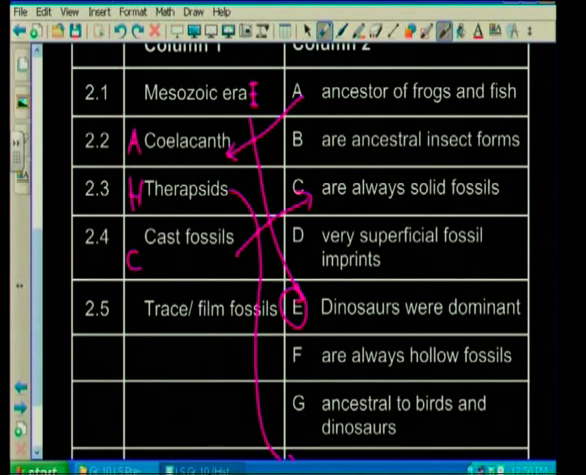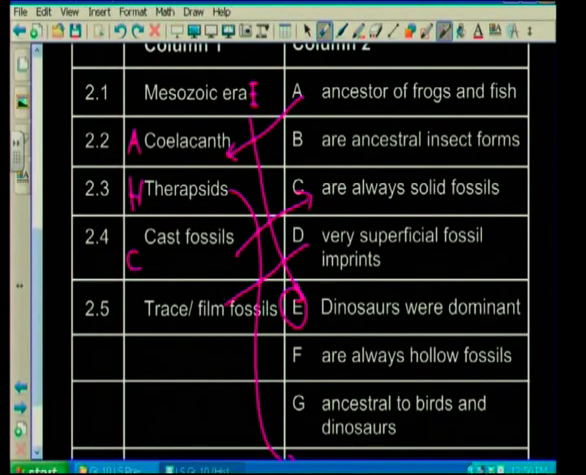And then you're going to look at trace fossils, not very clear fossils, just a trace of the imprint of an animal. So it's going to be very superficial imprints, and therefore your answer there will be D. Now you have your answer E, A, A, H, C, D, and you take those, put 2.1, 2.2, 2.3, 2.4, 2.5, and you then transfer your answers onto your answer sheet. Let's go to the next set of questions.